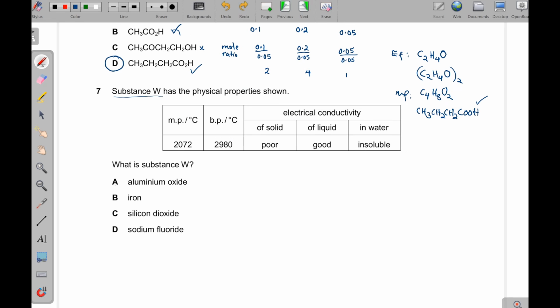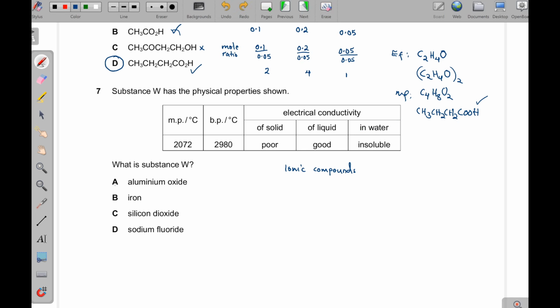Question 7. Substance W has the physical properties shown. They are saying that the melting point is high, the boiling point is high, then electrical conductivity of the solid, it is very poor. Okay, the electrical conductivity of the liquid, it is good. That means this one is an ionic compound. It has to be an ionic compound, because ionic compounds, they conduct electricity when they are in aqueous state or molten state. Okay, so in aqueous state, that means you dissolve them in water.